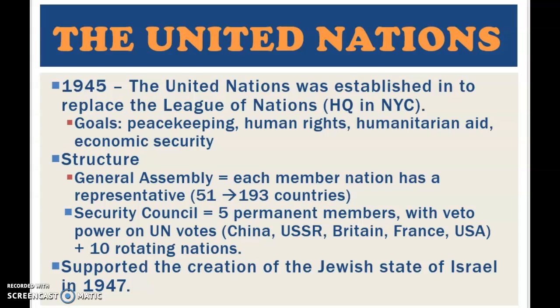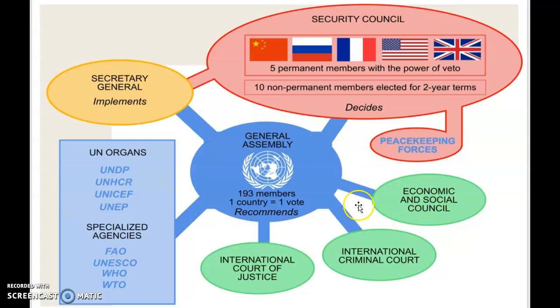All right. The structure of the UN is like this. There's the General Assembly. Each member nation has a representative. It started with 51 countries. Now it has 193, right? So this is the General Assembly, okay, where they all meet and they can talk about stuff and vote on things.